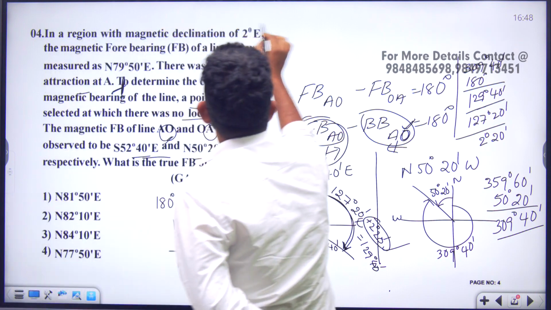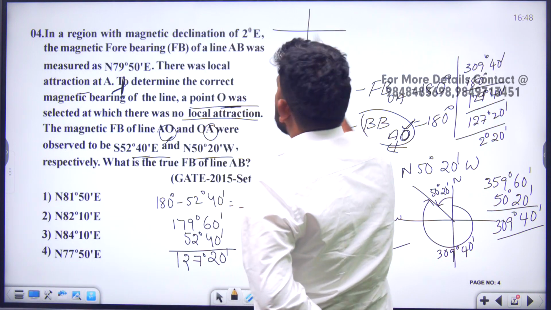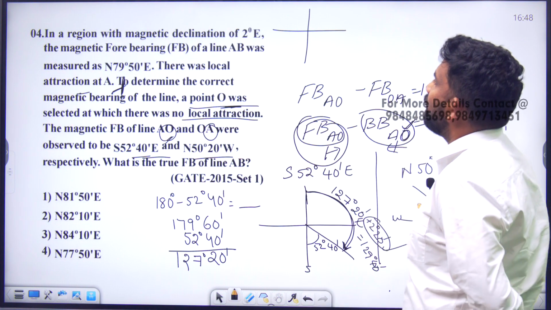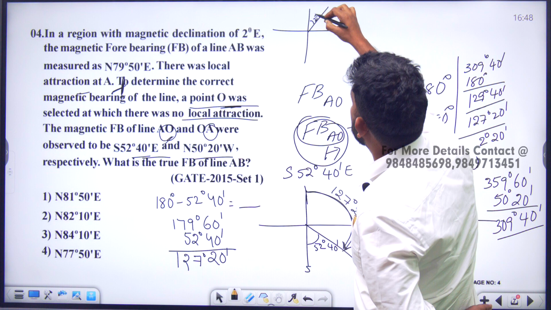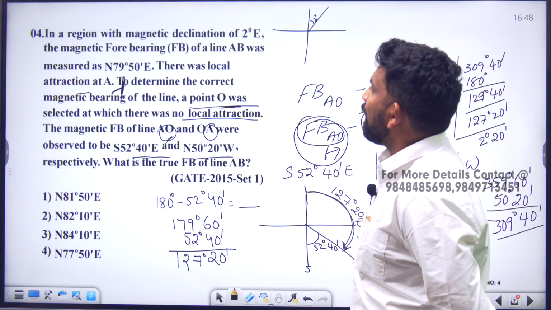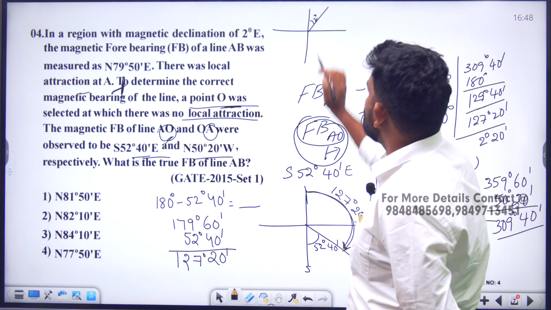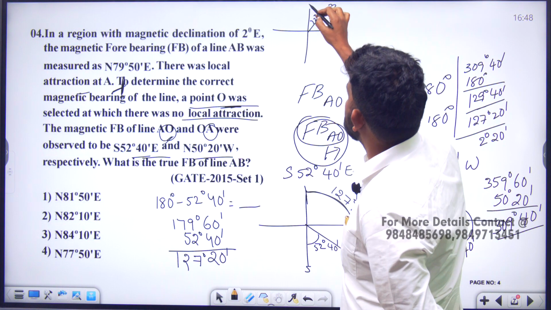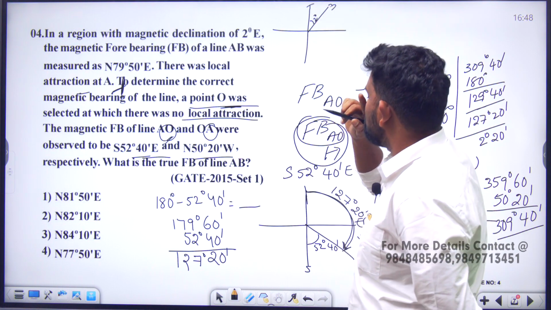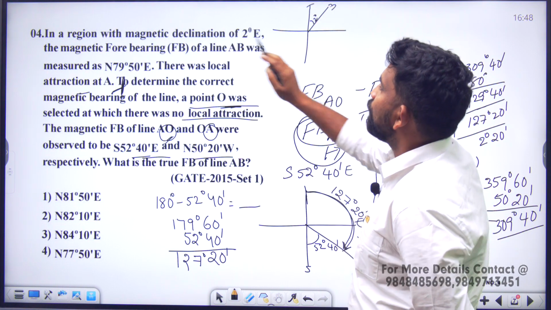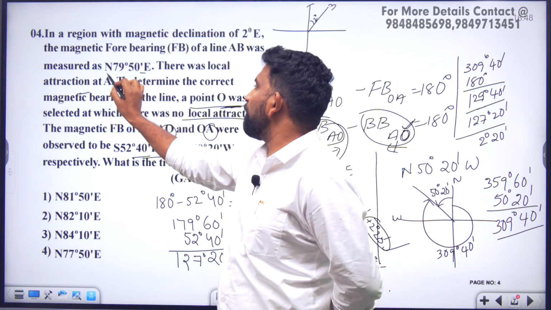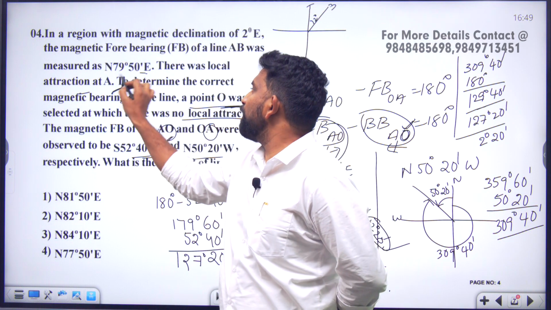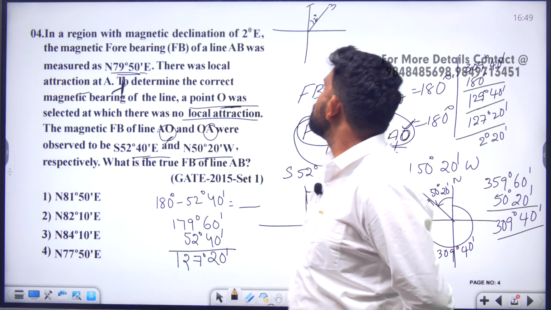Now, for the question, in a region with magnetic declination of 2 degrees east, the declination is towards east, this is 2 degrees that is given here. The magnetic fore bearing of the line AB. So, the given bearing is magnetic bearing. So, this is your true meridian, this is your magnetic meridian. The given bearing is magnetic bearing, so magnetic bearing has to be taken with respect to only the magnetic meridian. That's why I have written the magnetic meridian here.